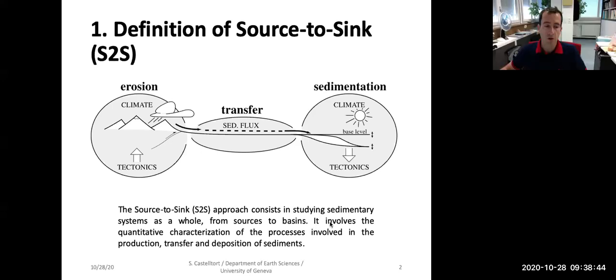The definition continues. It involves the quantitative characterization of the processes involved in the production, transfer, and deposition of sediments. Now here the important words are quantitative, processes, and again, production, transfer, and deposition. So we are sedimentologists, perhaps, but we are also interested in geomorphology, tectonics, transfer, paleoclimate, etc. Because you see, this system is actually the surface of the Earth. We have mountains, for instance, which could be something else than a mountain, just a hill or a rift shoulder. We have a transfer zone that can be short or long, and we have a basin.